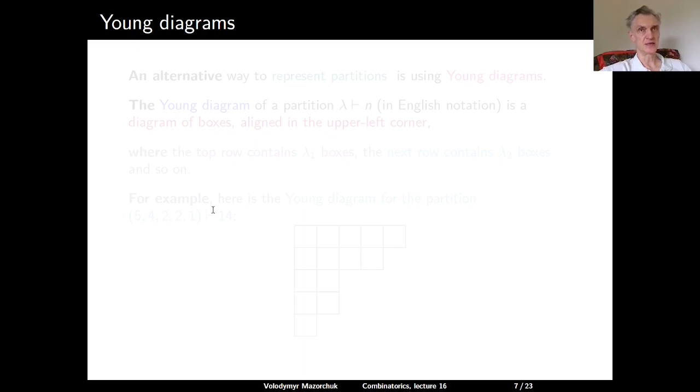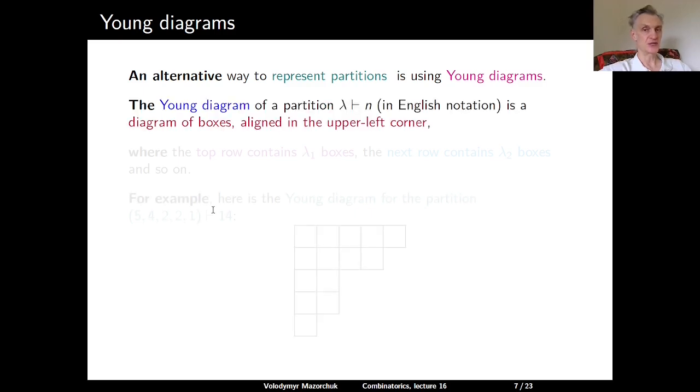Young diagrams is a nice pictorial way to visualize partitions. So an alternative way to represent partitions is using Young diagrams. The Young diagram of a partition lambda, written in English notation, is a diagram of boxes aligned in the upper left corner, where the top row contains lambda 1 boxes, the next row contains lambda 2 boxes, and so on.